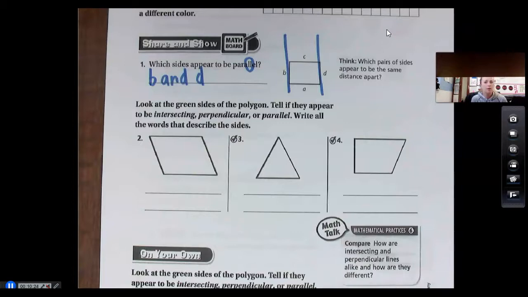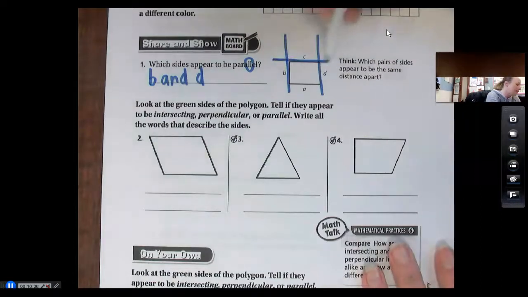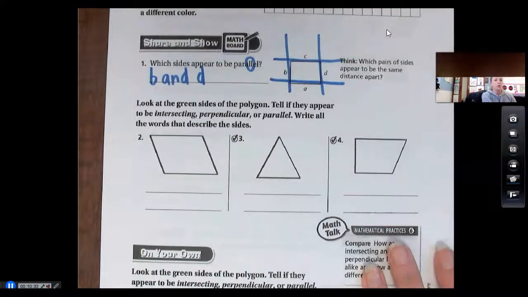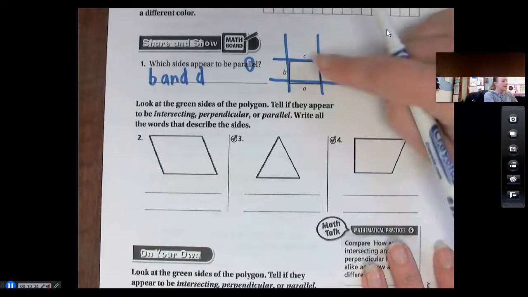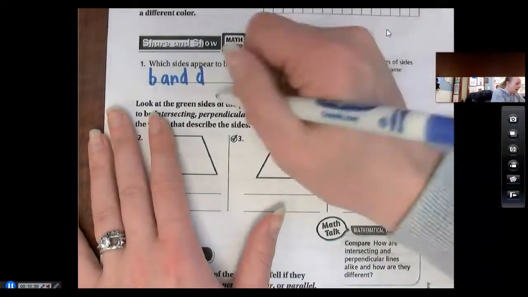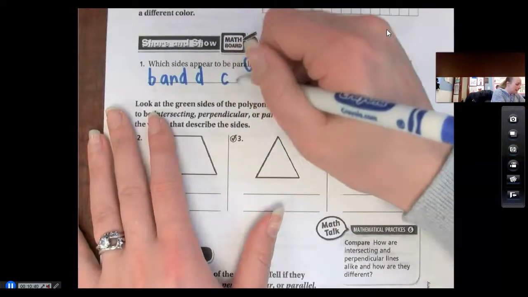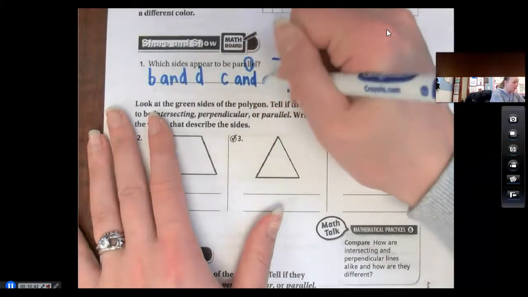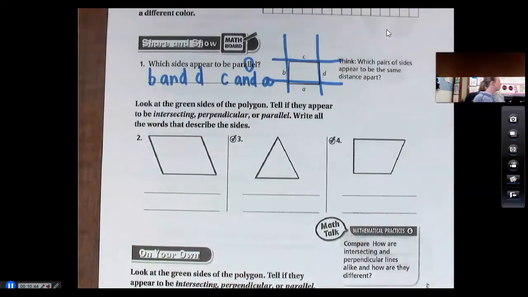Are there any other lines that will never ever touch? Well, line C and line A are also parallel. Line C will never touch line A. So also write C and A. Those lines will never ever touch each other.